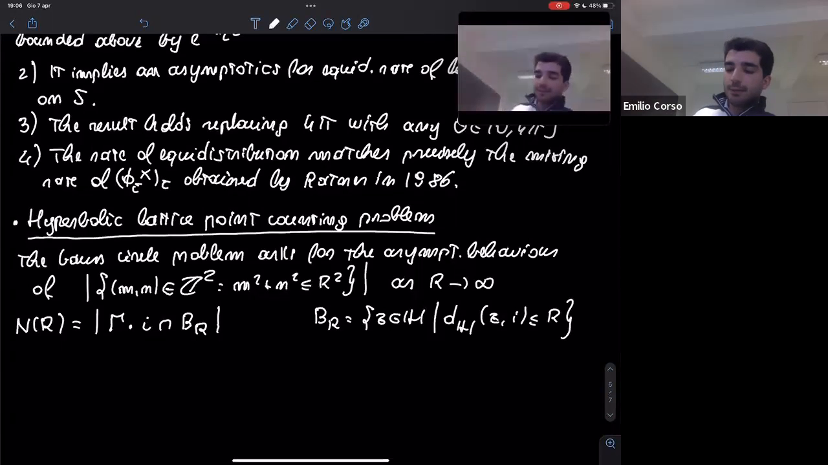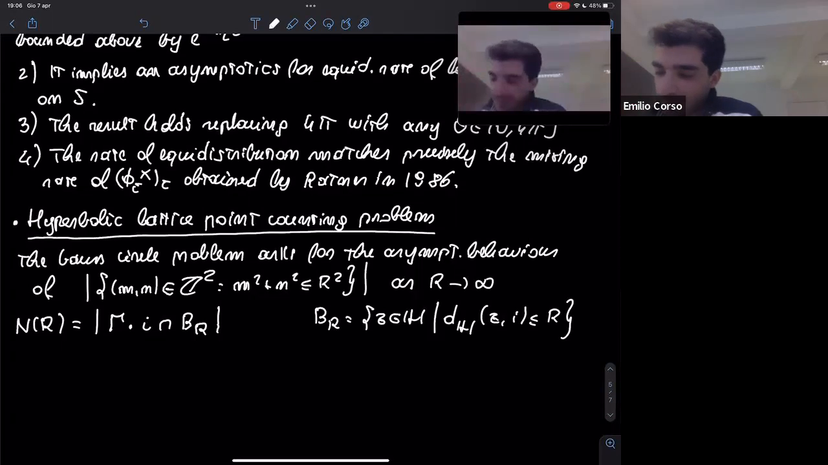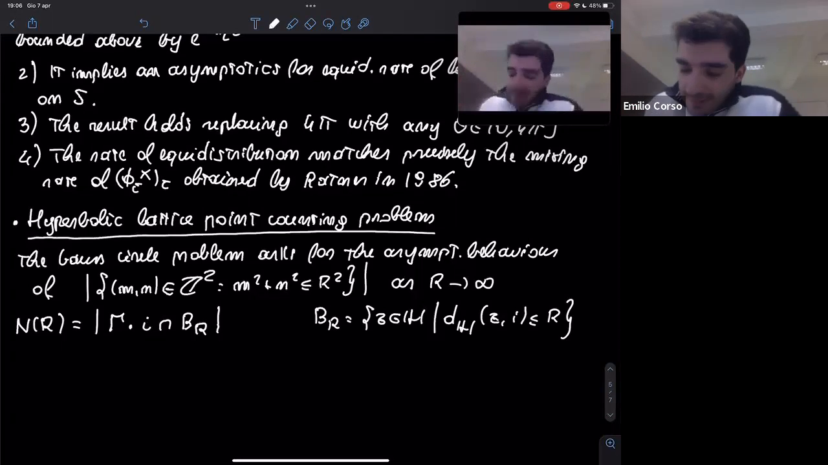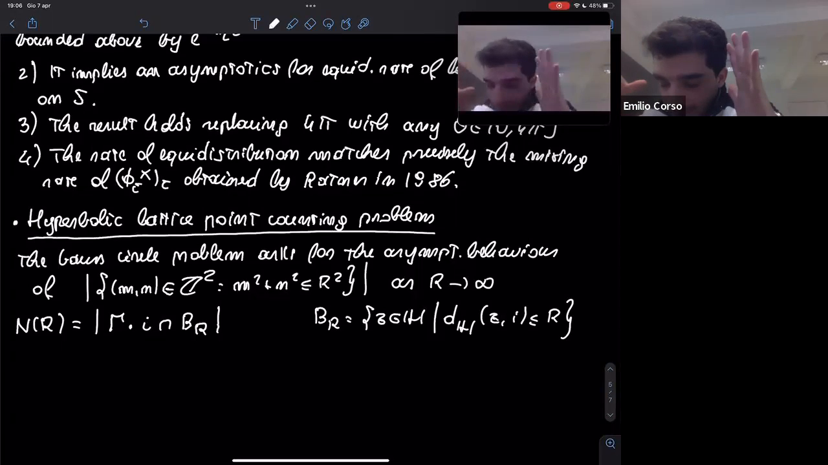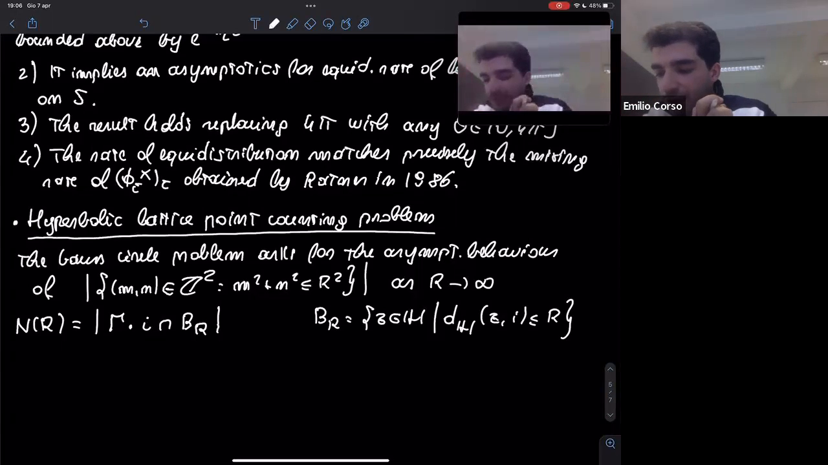So I want to count the number of, in some sense, integer points, although this has no arithmetical meaning in general, the number of points in the Gamma orbit lying inside the ball, and I want to examine the behavior of this function as R goes to infinity.